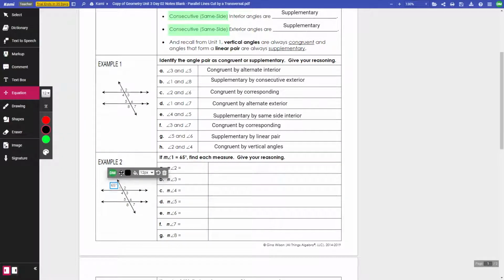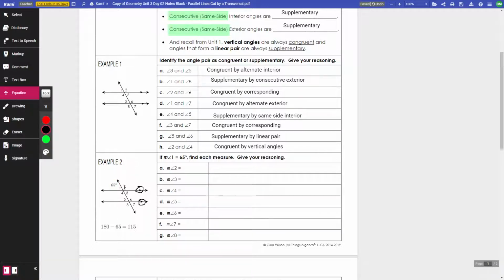So that is my angle 1 right here. Now, because these two arrows mean that these lines are parallel, everything is going to be either supplementary or congruent. So it's either going to be 65 degrees or it's going to be 180 minus 65. If we figure that out real quick, 180 minus 65 is equal to 115. So everything in here is going to be either 65 degrees or 115 degrees. I'll do a couple and then I'll have you do some.